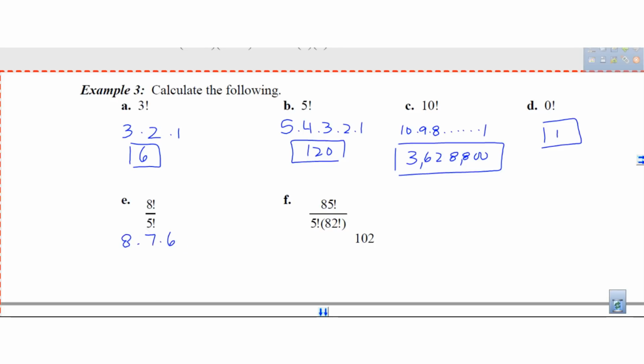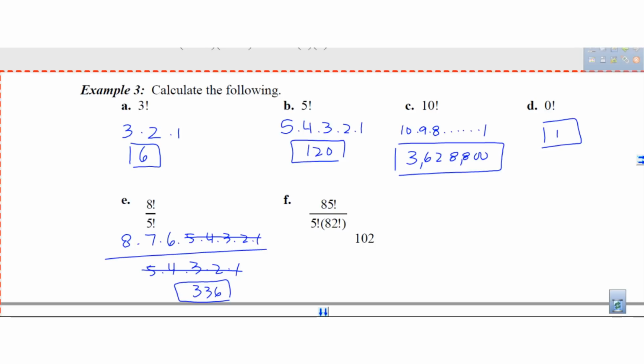8 times 7 times 6 times 5 times 4 times 3 times 2 times 1. On the bottom, you have 5 times 4 times 3 times 2 times 1. Well, the top 5, 4, 3, 2, 1 cancels with the bottom 5, 4, 3, 2, 1. So then all you have is 8 times 7 times 6, which is 336, and that's your answer.